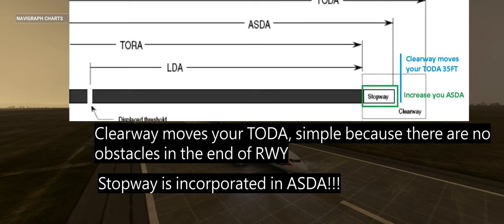But if you are on the safe side, you have plenty, or let's say your accelerate stop distance available is much more than a takeoff distance available. That's why we are using two methods on Boeing 737. One method is called derate.